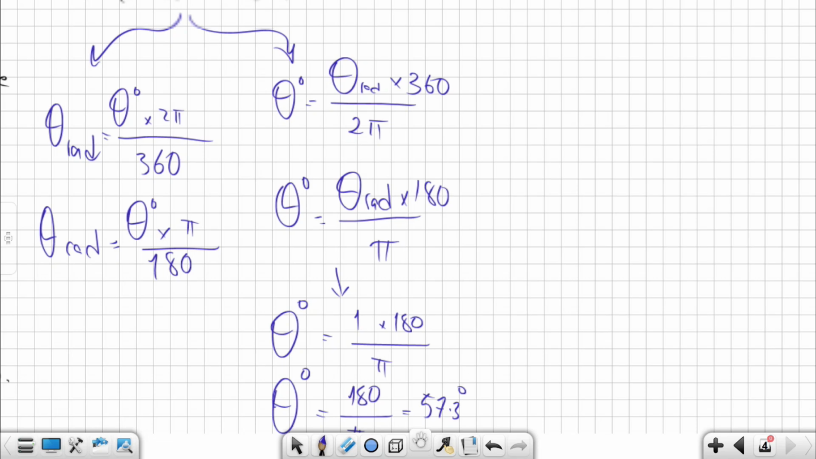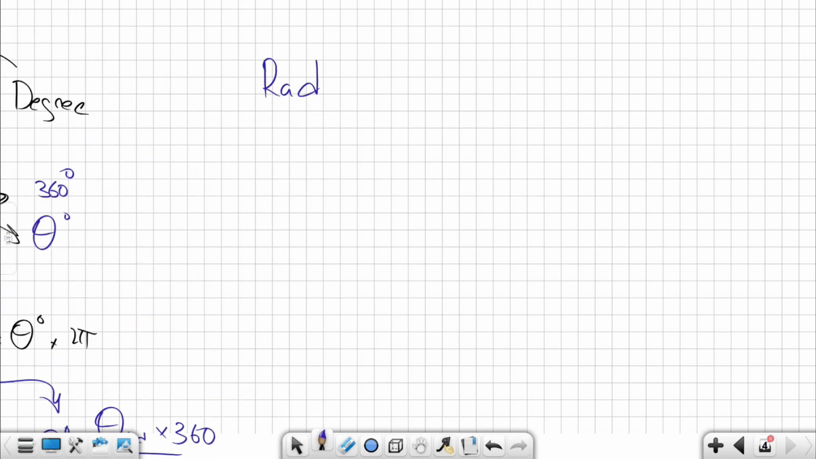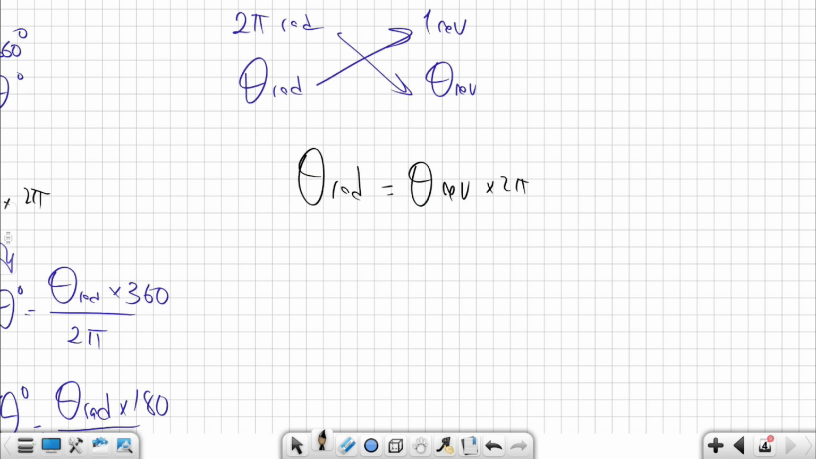Now, how can I convert radian into revolution and vice versa? Again, by using the cross multiplication method. In radian, a complete circle is 2 pi. In revolution, it is 1 revolution. Theta in radian, theta in revolution. Cross multiply both sides and you will get theta in radian multiplied by 1 is equal to theta in revolution multiplied by 2 pi. So it is that simple. Just delete the 1 and you will get the equation right away. If you want to find theta in revolution, simply divide both sides by 2 pi. So theta in revolution is equal to theta in radian divided by 2 pi.